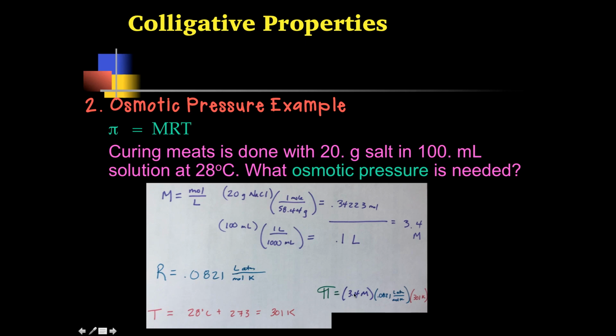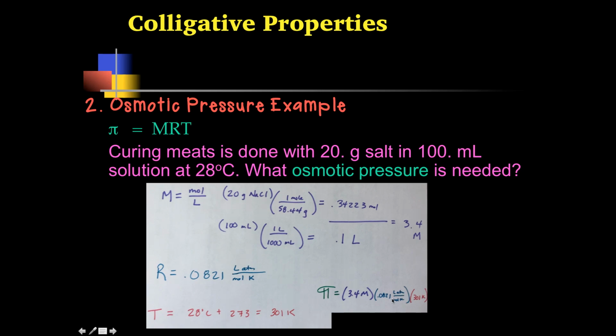Well, let's check our units. Remember, molarity is really moles over liter. So look at moles and liter. Moles is on top, here moles is on the bottom, so it cancels. Liters on the bottom, here it's on the top, so liters cancels. K is on top, K is on the bottom, so K cancels. The only thing left is ATM. ATM is a unit of pressure, so that makes sense for pi.